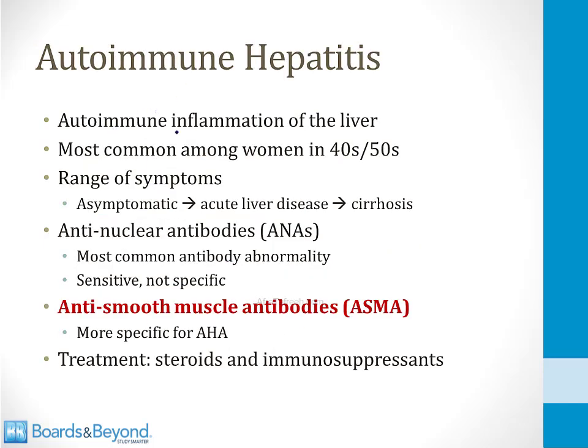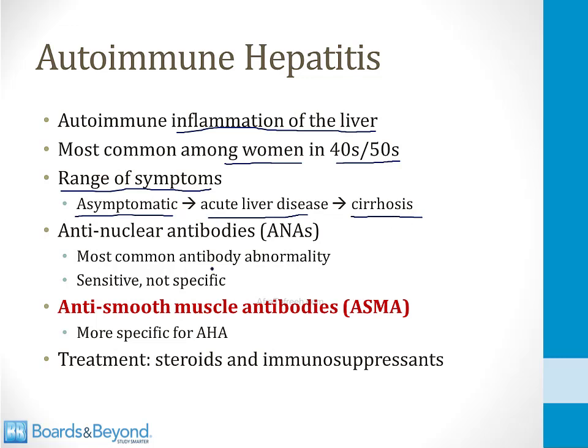Autoimmune hepatitis is autoimmune inflammation of the liver, just like the name suggests. It's more common among women, and this is true of most autoimmune disorders, and it classically occurs in the 40s and 50s. There are a range of symptoms. Sometimes the disorder is asymptomatic, and it's picked up when AST and ALT levels are measured for another reason. It can cause acute liver disease, and rarely it can progress to cirrhosis.